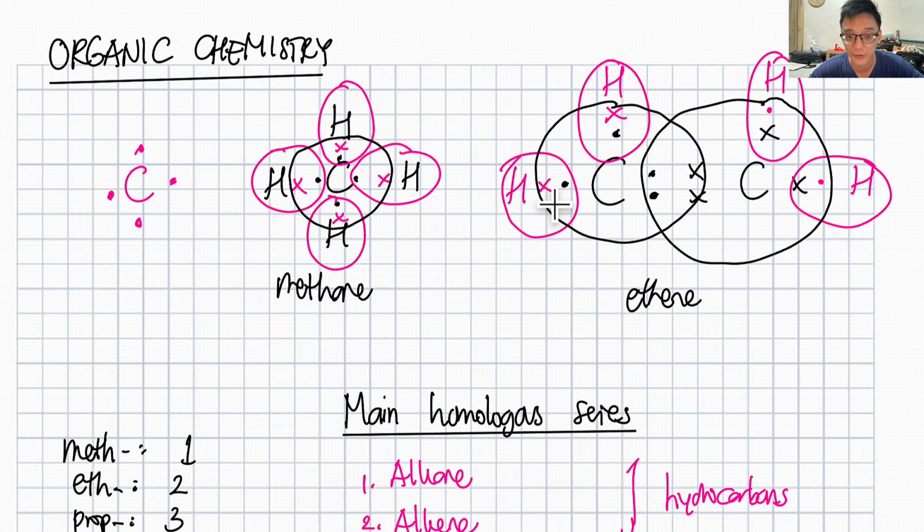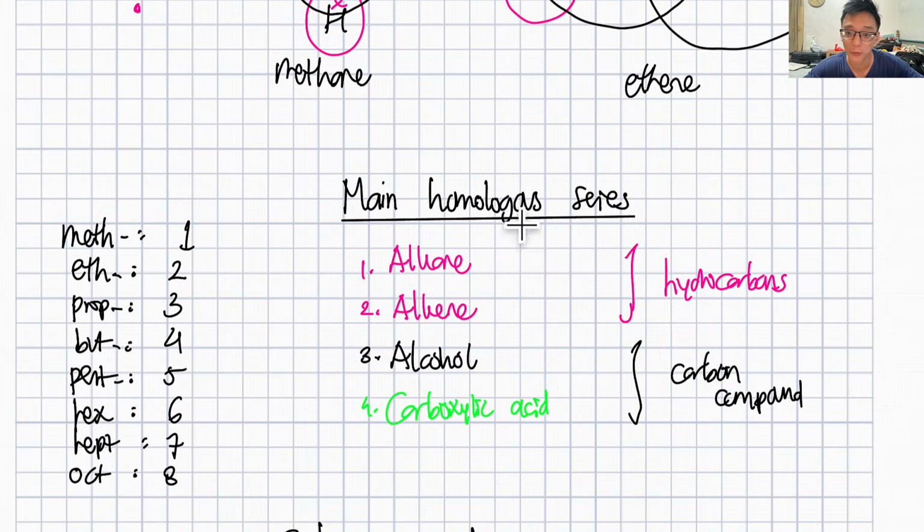In organic chemistry, we have a term to call the family or members of different groups: the homologous series. Homologous series means that they are within the same family, so they have very similar chemical characteristics. There are 4 main ones: alkane, alkene, alcohol, and carboxylic acid.